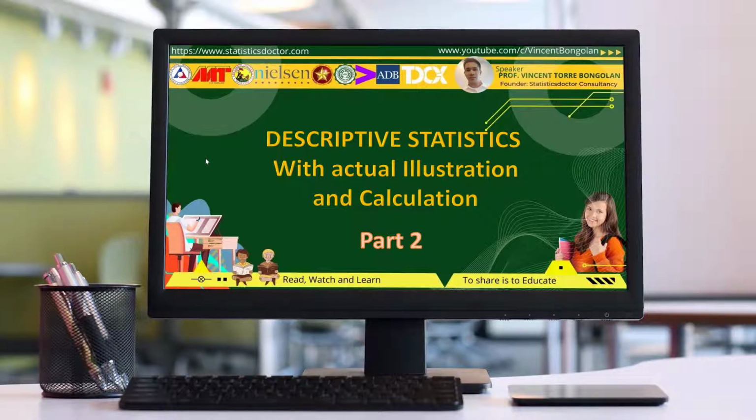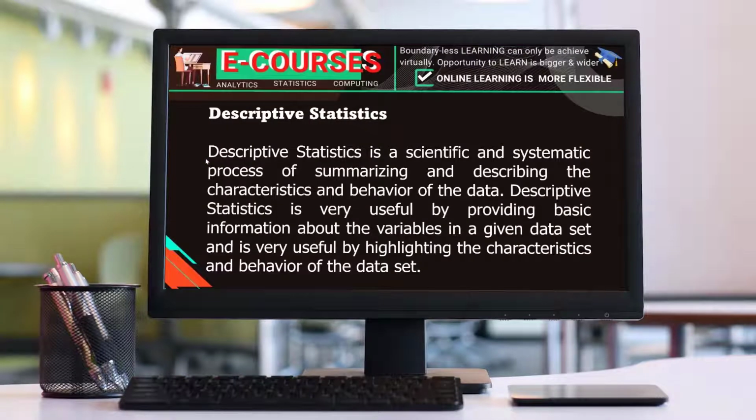Alright, so before that, we need to define again what is all about descriptive statistics. Descriptive statistics is a scientific and systematic process of summarizing and describing the characteristics and the behavior of the data. Descriptive statistics is very useful by providing basic information about the variables in a given data set, and is very useful by highlighting the characteristics and the behavior of the data set.